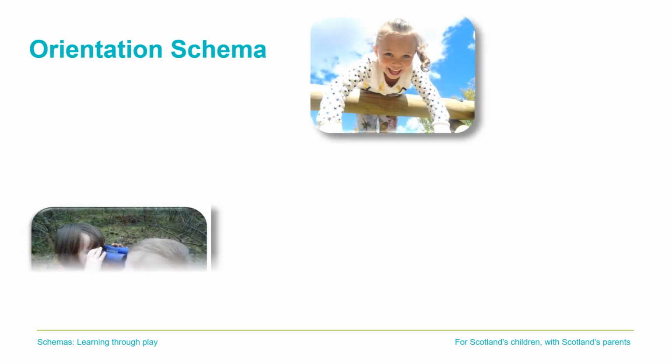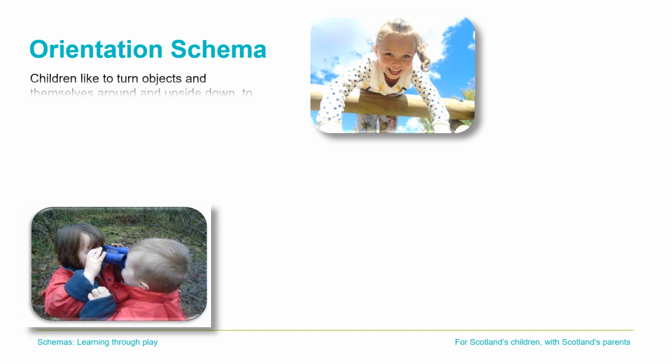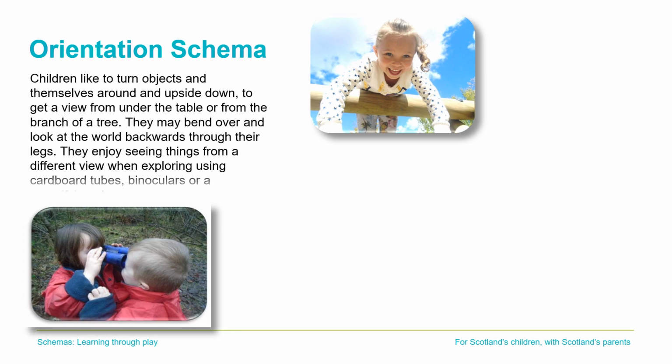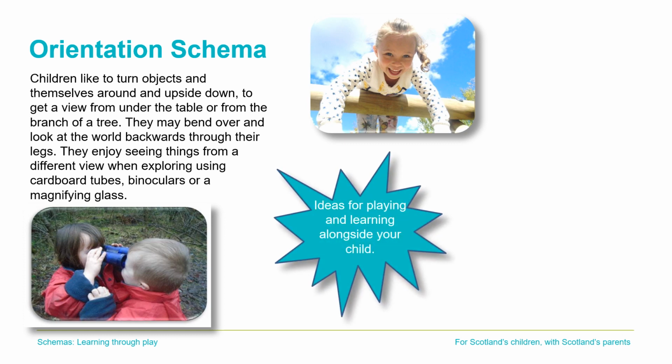Orientation schema. Children like to turn objects and themselves around and upside down to get a view from under the table or from the branch of a tree. They may bend over and look at the world backwards through their legs. They enjoy seeing things from a different view when exploring using cardboard tubes, binoculars, or a magnifying glass.